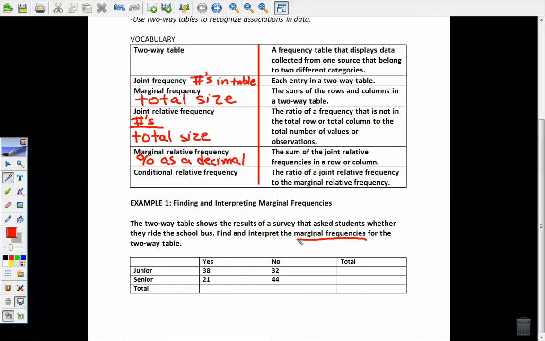Marginal frequency meaning what, guys? Total size. Total sizes, okay? Here, guys, we have number of kids that ride the bus. Okay, kids that ride the bus. That's the question. Do the kids ride the bus? And then over here, we've got some classes, some juniors and some seniors. Now, one would expect as you get older, you might start driving, meaning you're not riding the bus.